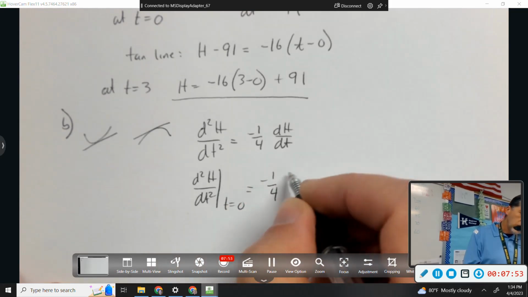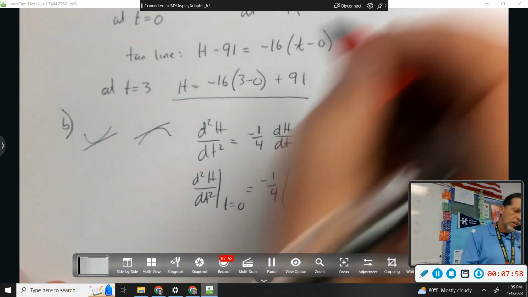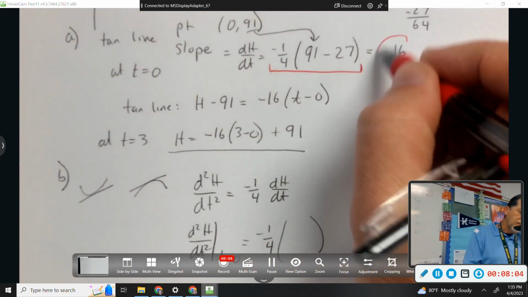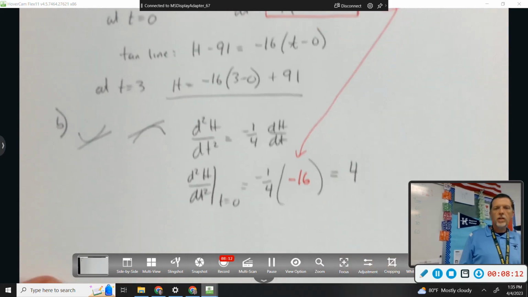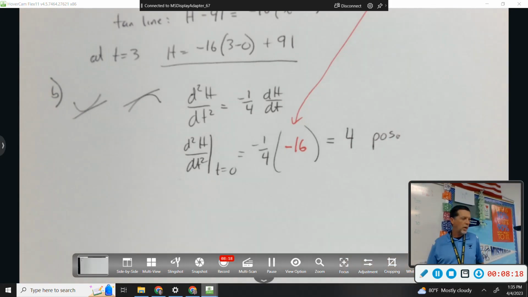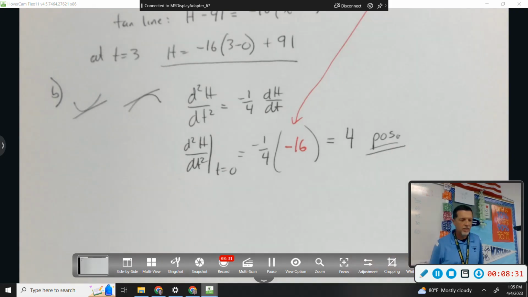So negative 1/4 times dH dt at 0, which we already found. That was negative 16. Well, they made it work out. So they made it work again. But more importantly than the number 4 is that it's positive. Because they didn't tell me to find it. They just said use it. Which means, I guess I need to find it. But I think that's sort of code for: you didn't really need to find it. I just need to know that it's positive.